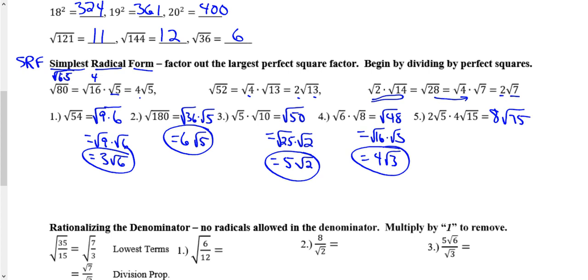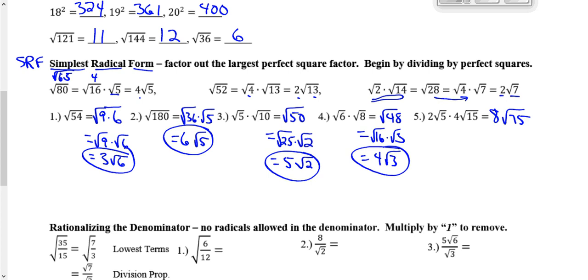Anybody confused by that? Again, I can't do 4 times 15, right? Because that's not a 15, is it? What is it? Square root of 15. So I can't multiply the 4 and the 15. Now that 8 just stays there for a little while, right? Now the square root of 75.